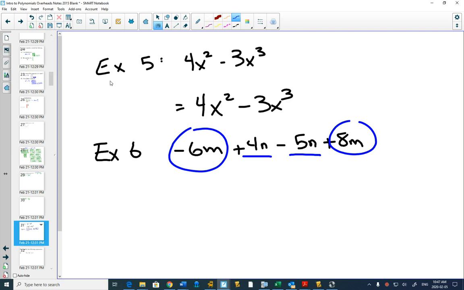If you have minus 6 m's and you add 8 m's, how many m's would you have? Think about your number line. It's just integers. Minus 6 plus 8 would give you 2 m's. If you have 4 n's and you subtract 5 n's, you'd be at negative 1 n. And you can just write negative n, or you can put a 1 in front. That is not wrong. But you don't need that 1 in front.